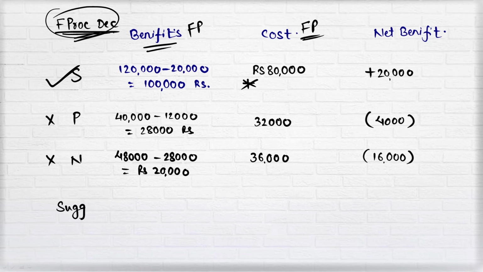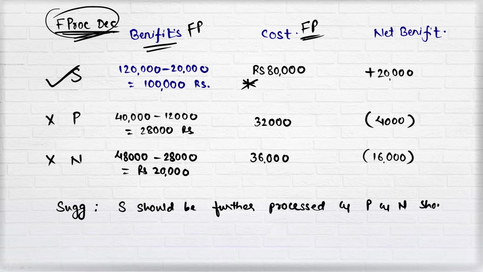Suggestions: S should be further processed, and P and N should not be further processed.